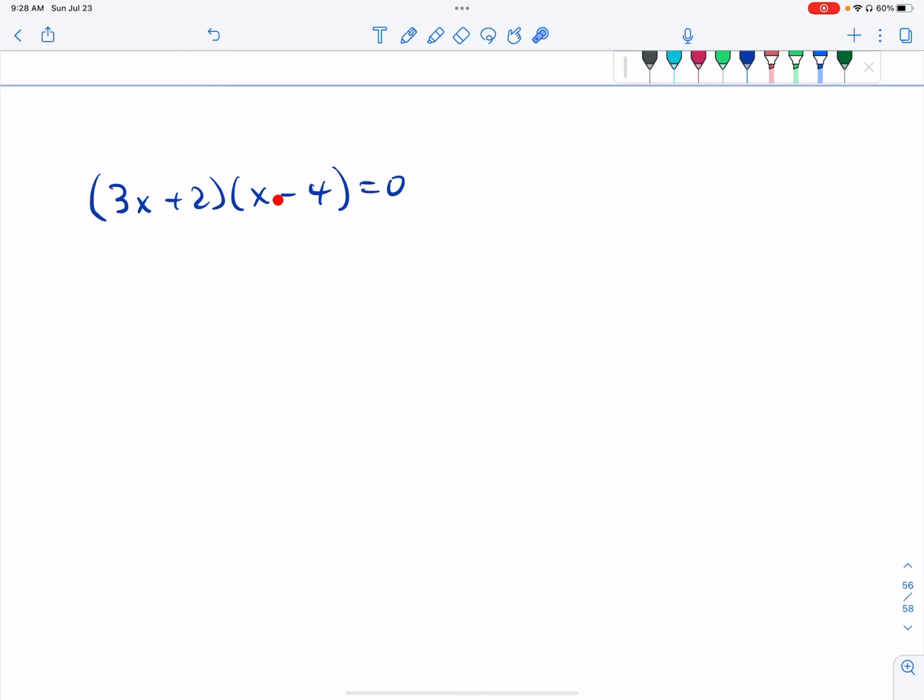And ordinarily this thing would be equal to 0. You would set both of those factors equal to 0 and you'd solve those linear equations. However, we're just going to expand this out using FOIL. My first terms, 3x squared. My outside is a negative 12x. My inside is a positive 2x. And then finally, my last term here is a negative 8.